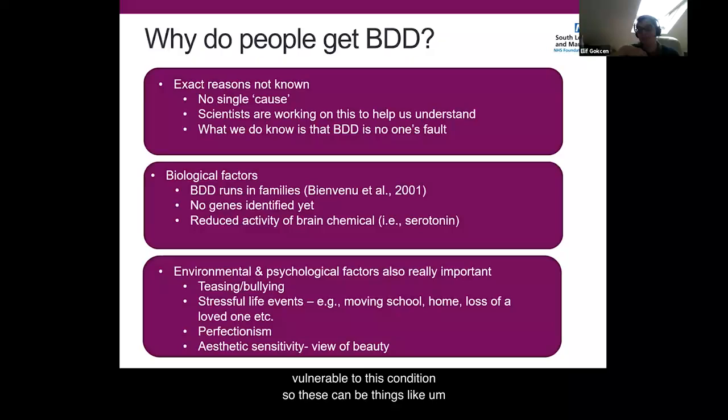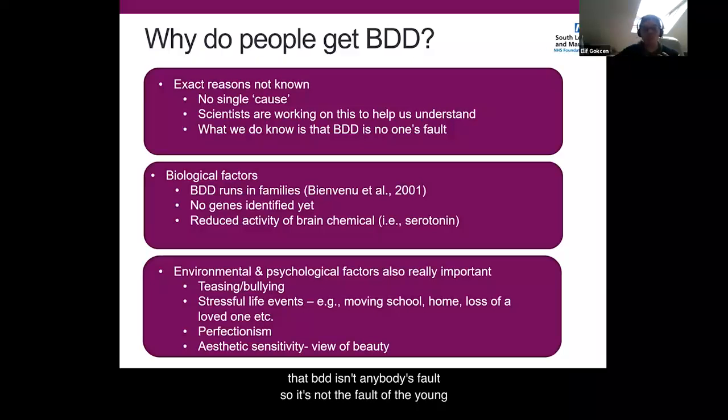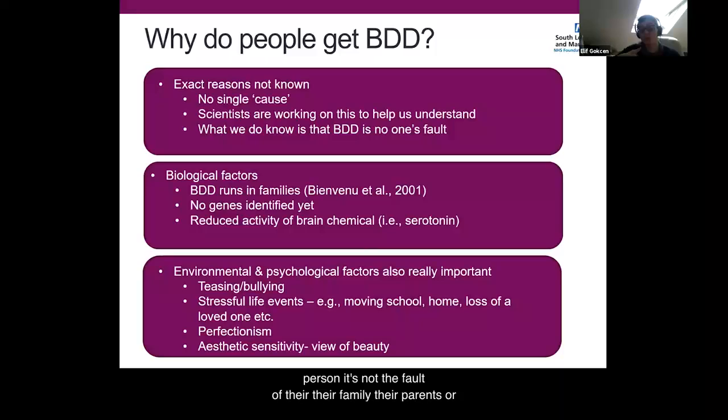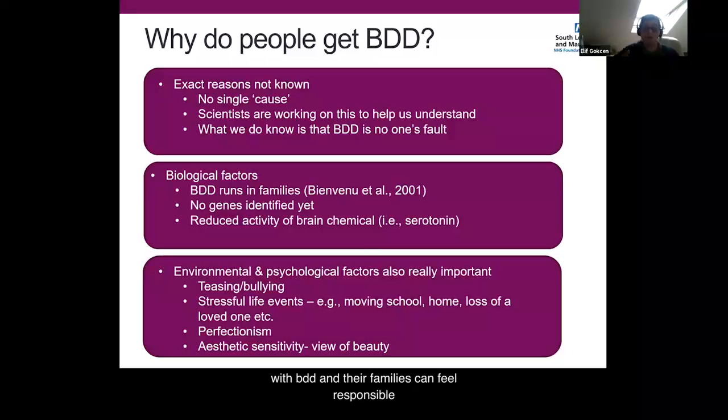These can be things like biological factors and environmental or psychological factors that might play an important role, which we'll move on to thinking about. But what we do absolutely know is that BDD isn't anybody's fault. It's not the fault of the young person, it's not the fault of their family, their parents, or their friends, for example. We feel it's really important to highlight this point, because lots of people with BDD and their families can feel responsible for the condition, and we know that this isn't the case.